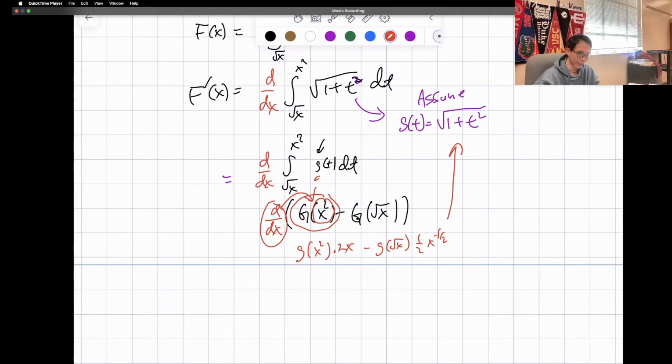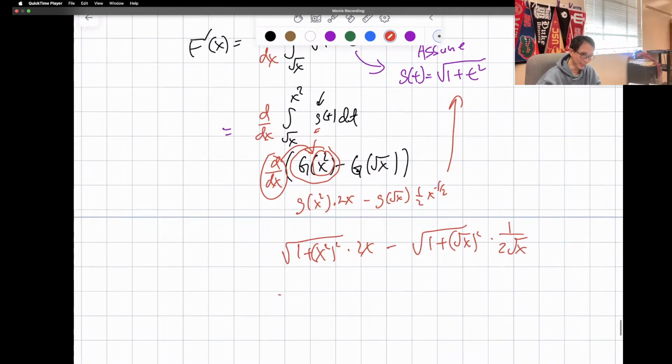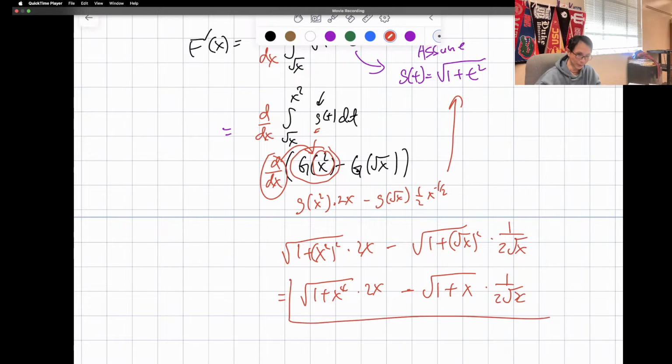So now the hard part is, actually, this is the easy part, just plug in. We know x squared, we're just going to replace the t with x squared. So it'll be x squared squared, right? Times 2x, minus 1 plus square root x squared, times 1 over 2 root x. So that's going to be equal to square root of 1 plus x to the 4th times 2x, minus square root of 1 plus x times 1 over 2 root x. So that is the final answer.